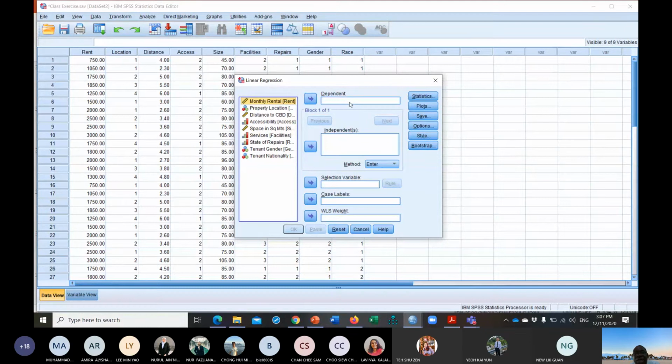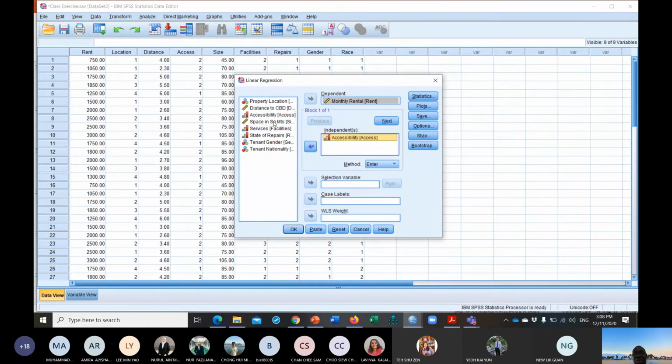For our exercise, monthly renter is the dependent variable because the rent depends on the other factors. Is that clear? So we put monthly renter, which is our rent, in the dependent variable column. SPSS will equally ask us which factors we are considering as independent. So we look at our factors. What are the factors that we have identified? We have identified accessibility, access, we put it here.